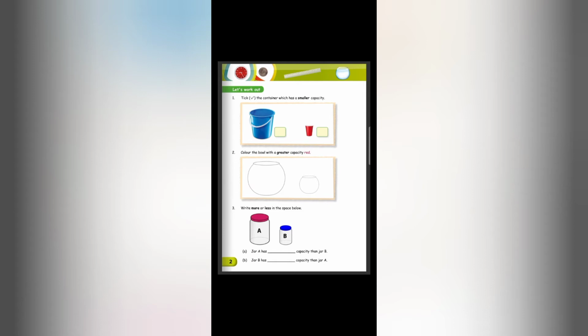Now part B. Jar B has blank capacity than jar A. Jar B has less capacity than jar A because in size jar B is smaller. So you have to write less for part B.